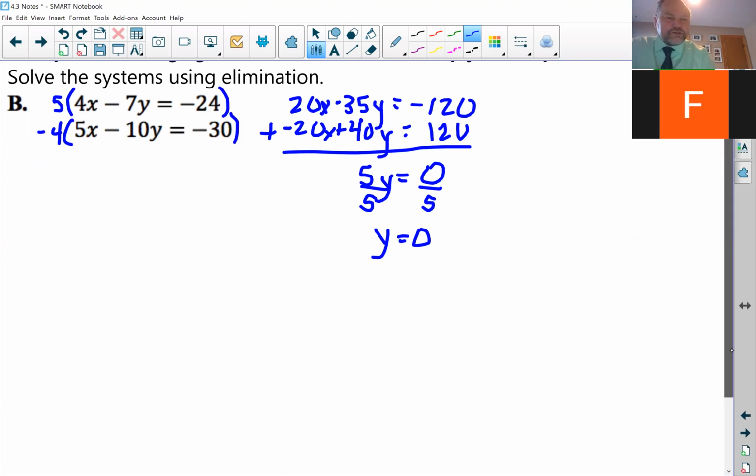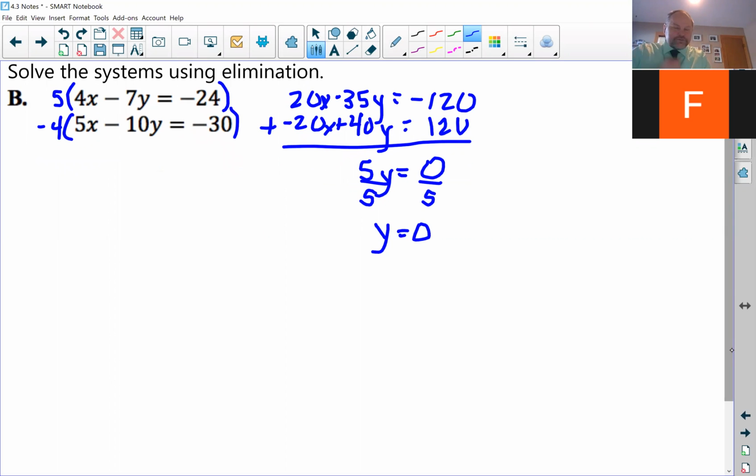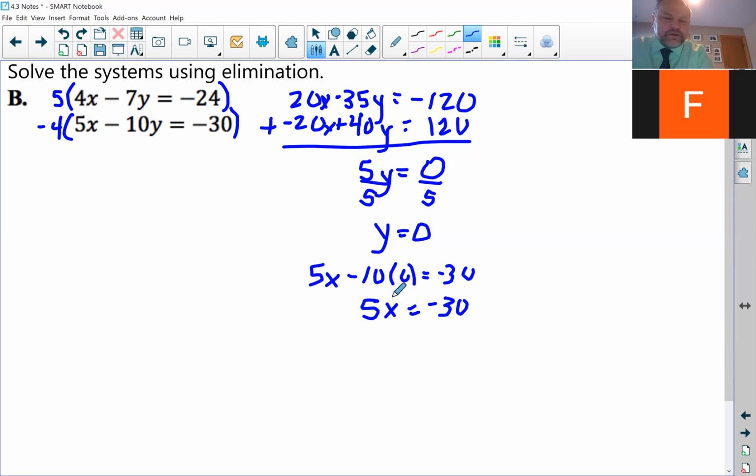Take one of my equations, excuse me, and plug 0 in for y. Again, I'm going to use the second equation. So we have 5x minus 10 times 0 equals negative 30. So 5x equals negative 30. Divide by 5. x equals negative 6. So my solution looks like negative 6, 0.